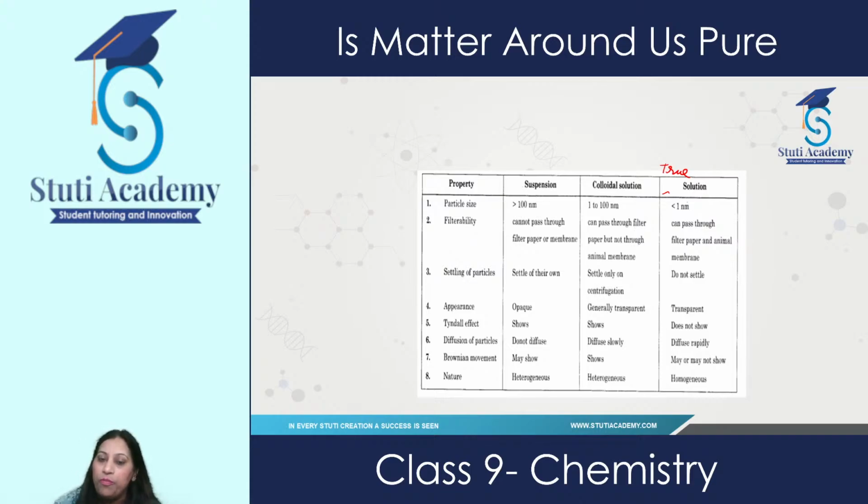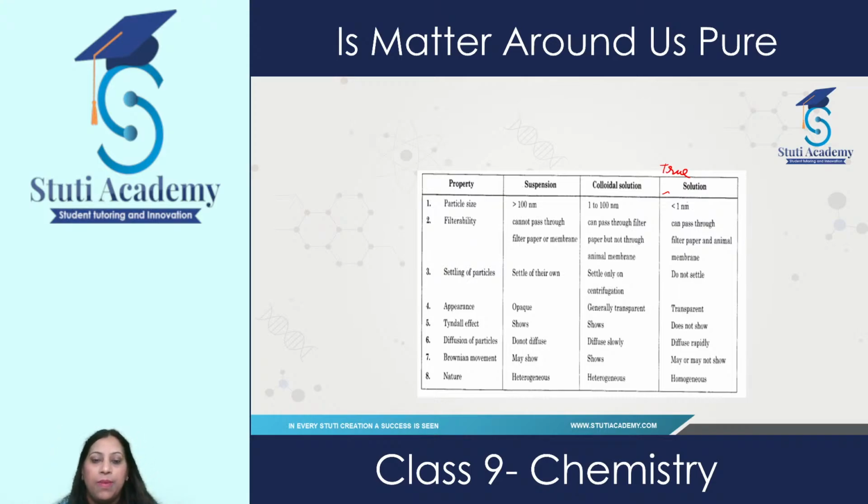Then Brownian movement: in true solutions, they may show it, because the size of particles is very small. But colloidal particle solutions show this Brownian movement, because the size of the particle is not that much small or not that much bigger, it is intermediate. And suspension, sometimes it shows, sometimes it will not show, because they get very little time to show this Brownian movement, they come and settle at the bottom.